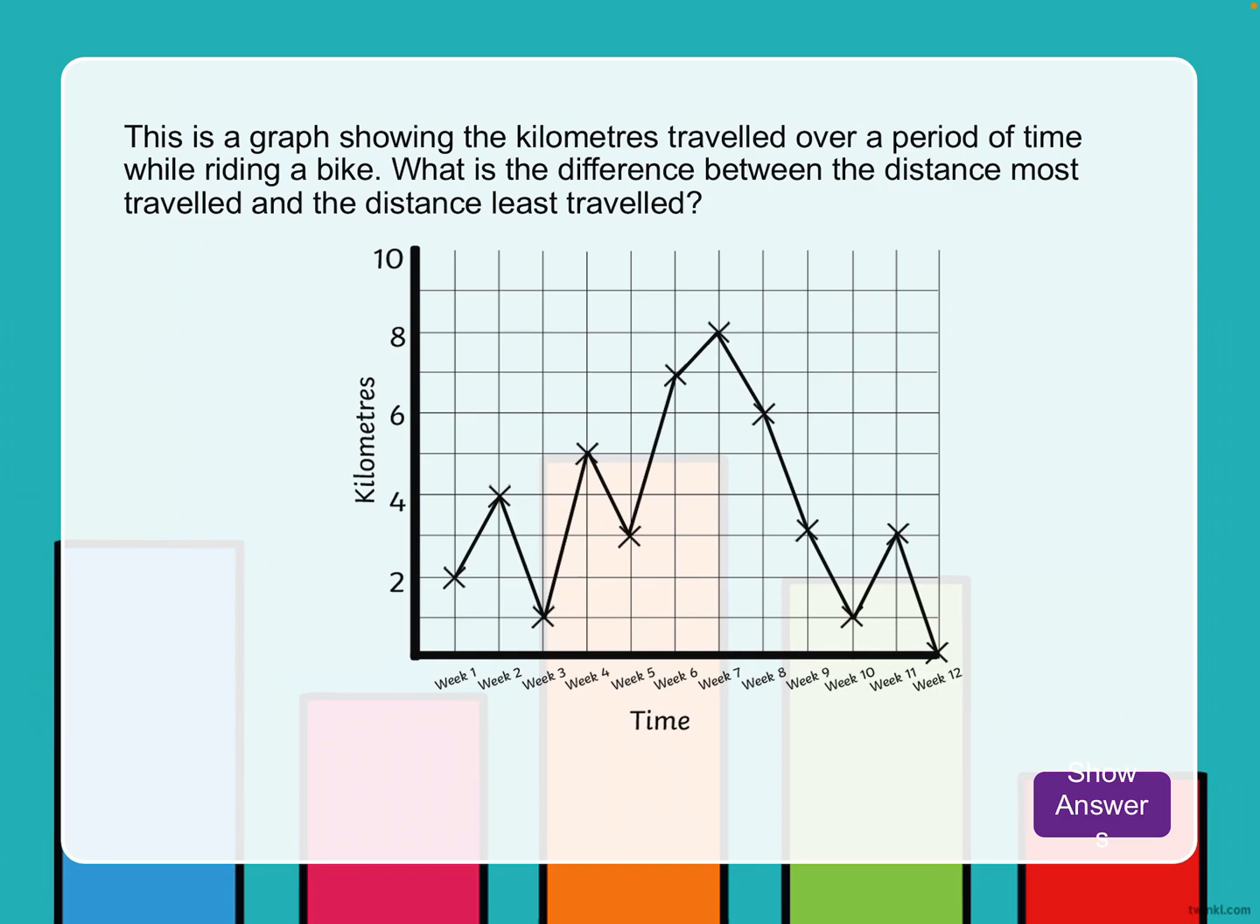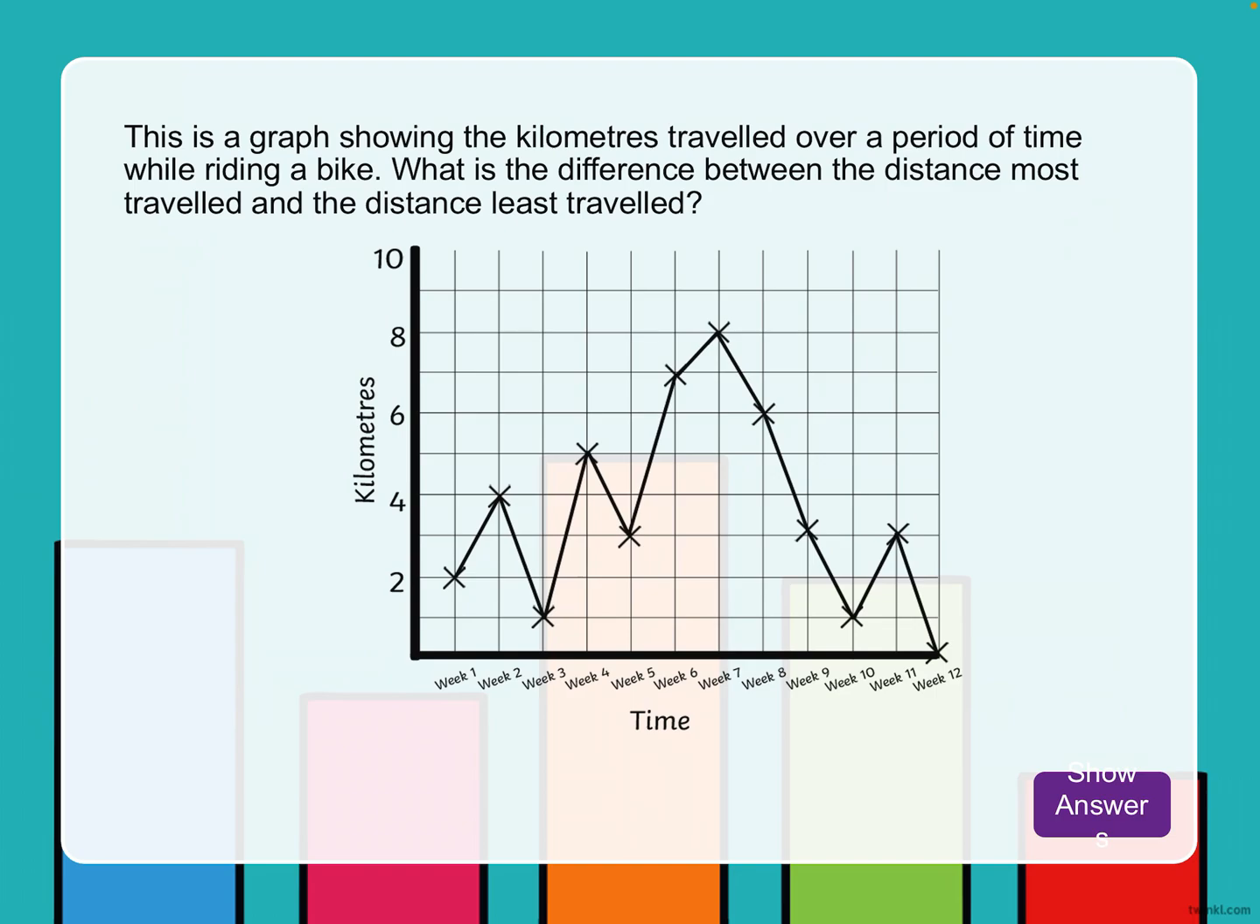This is a graph showing kilometres travelled over a period of time whilst riding on a bike. What is the difference between the distance most travelled and the distance least travelled? Well, we can see that the period of time is just in weeks, from week 1 to week 12, and the scale is in kilometres, going up in 2s. So the difference between the distance most travelled, well, let's find out.